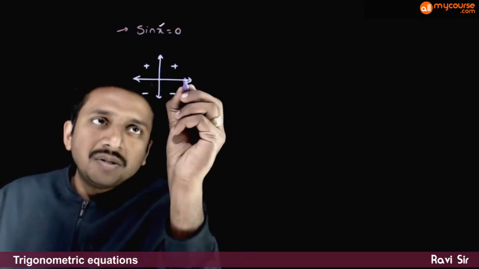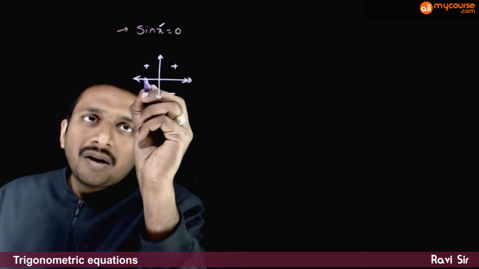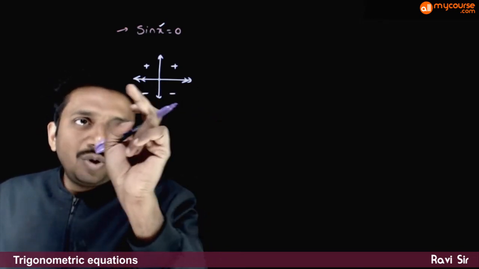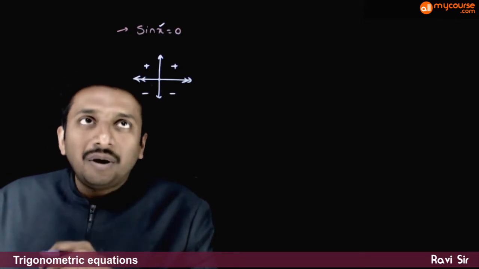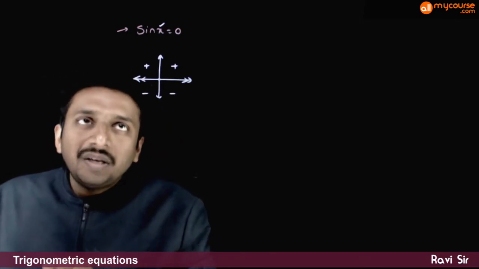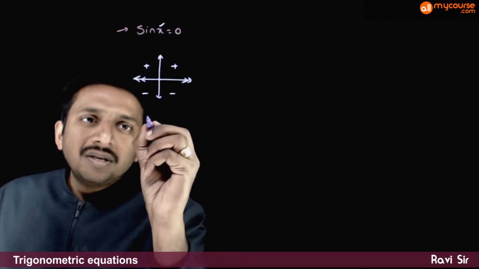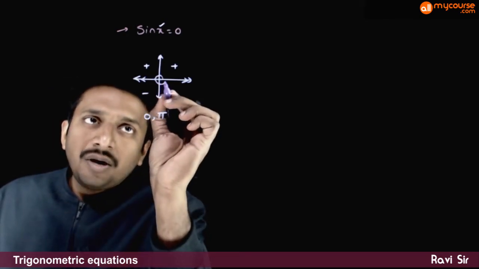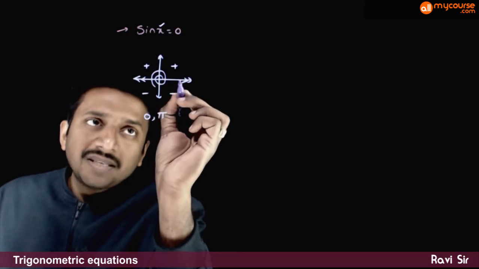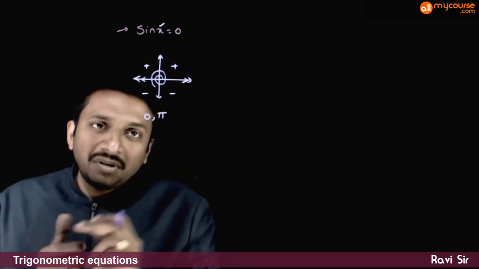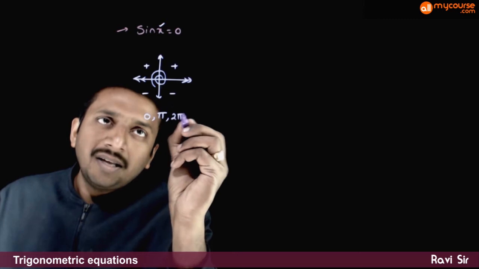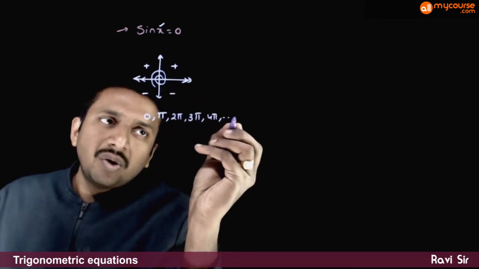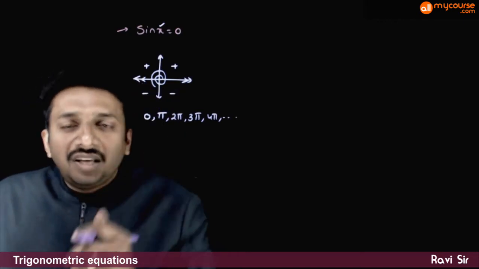Sin x will be equal to 0 when x is equal to 0 or when x is equal to pi. At 0 as well as 180 degrees, at these two positions, the value of sin will be equal to 0. If I write all the solutions, you have 0, pi, and as you go on rotating, whenever the ray passes these two positions, you have a solution. So pi, again you have 2 pi, you have 3 pi, you have 4 pi, so on. All these are solutions to sin x is equal to 0.